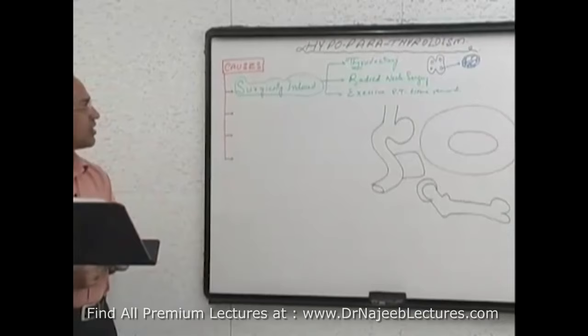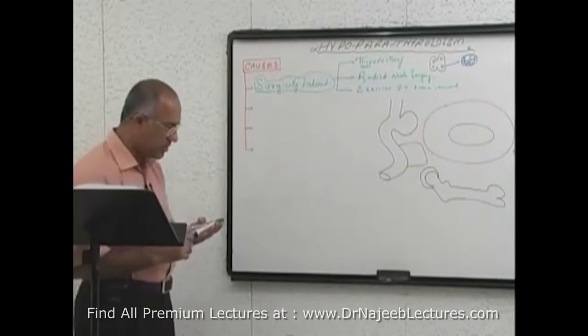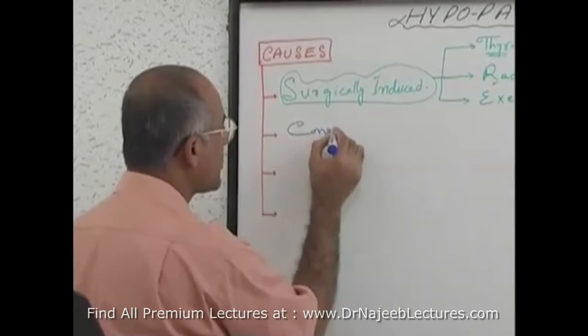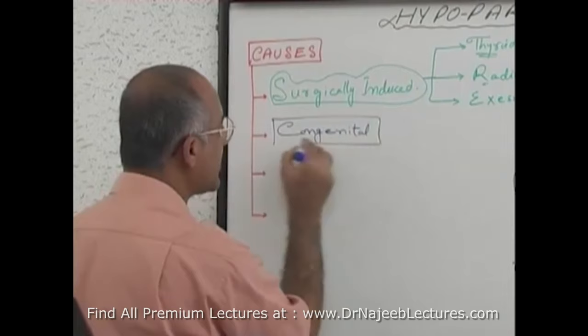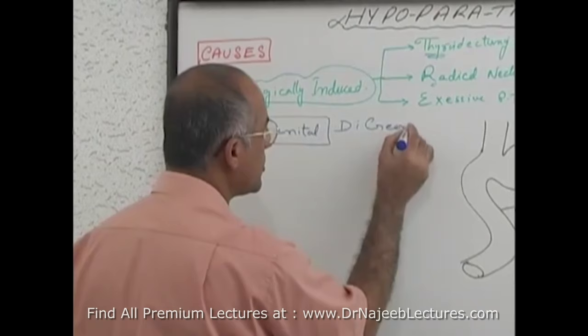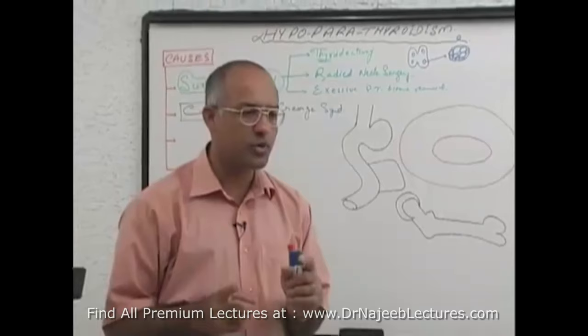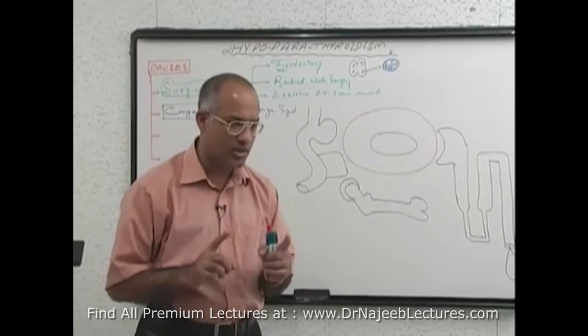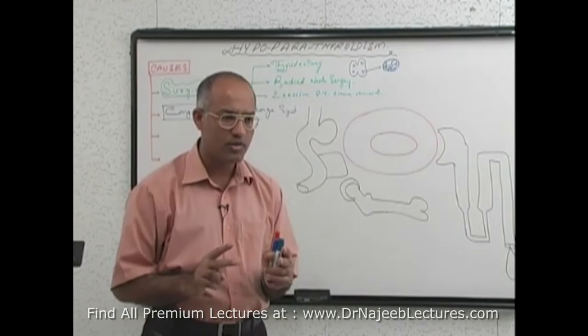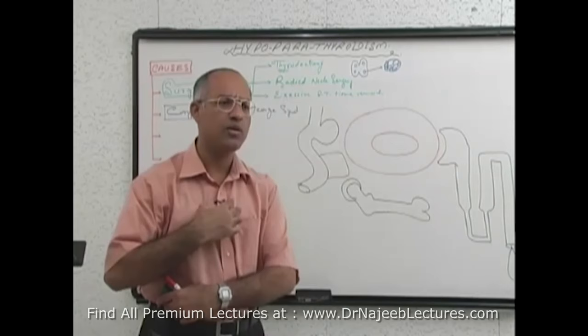Then causes of hypoparathyroidism may be congenital. There may be congenital absence of the parathyroid gland. This is classically seen in a condition called DiGeorge syndrome. What really happens in DiGeorge syndrome is that the pharyngeal pouches are not developing properly. You know, the third and fourth pharyngeal pouches make the parathyroid gland and thymus. Plus, they also play some role in development of the cardiac outflow vessels.